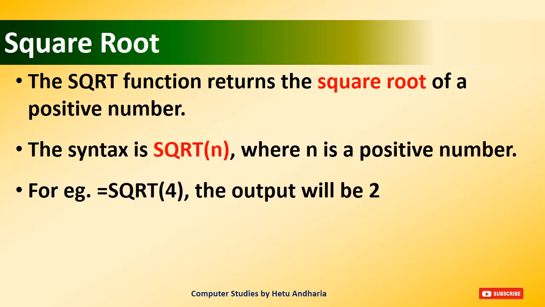So now the second function in today's video is the function to find out the square root. The SQRT function returns the square root of a positive number. The syntax is SQRT(n), where n is a positive number. For example, SQRT(4), the output will be 2.